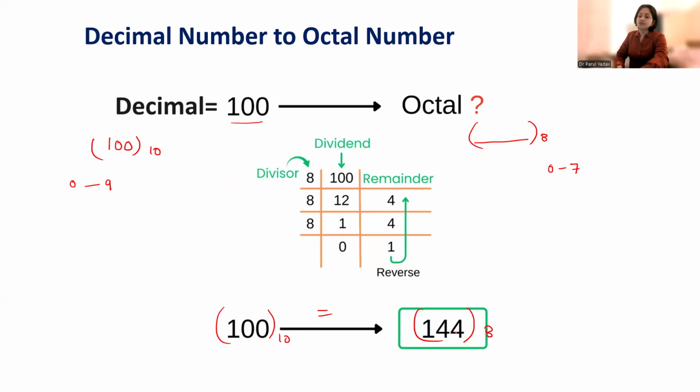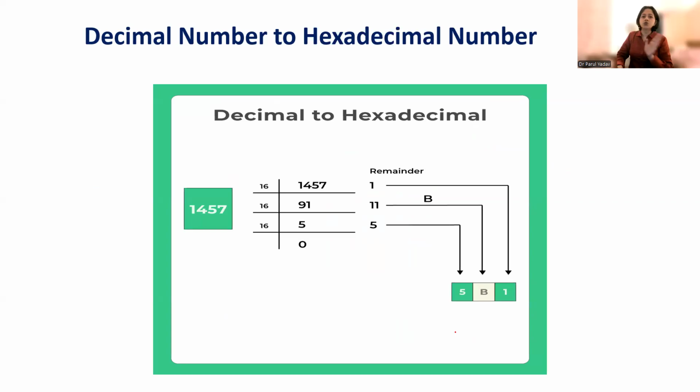Now, this is very easy to understand. Now how to convert a decimal number into a hexadecimal number? So what we'll do here, I'm taking one number like 1457.